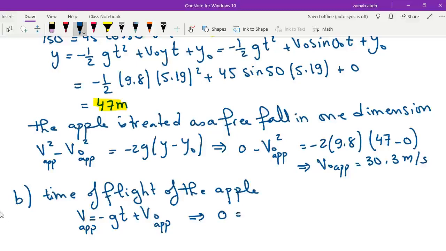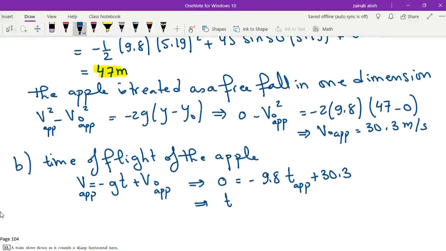It's equal to minus 9.8 times the t I'm searching for. This is the time for the apple, plus v0, which was 30.3. Okay, I can get t. This is t for the apple. It is 3.1 seconds. So after I found the time for the apple, now I can find the difference between them.